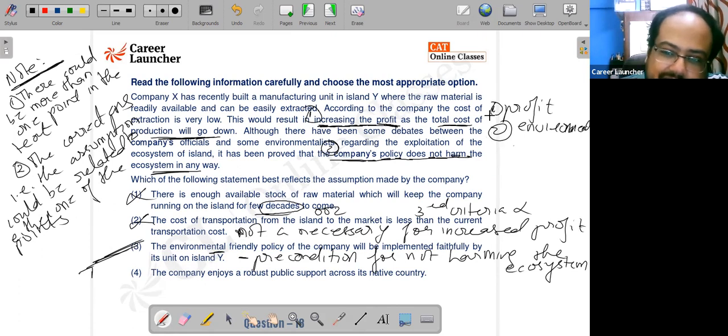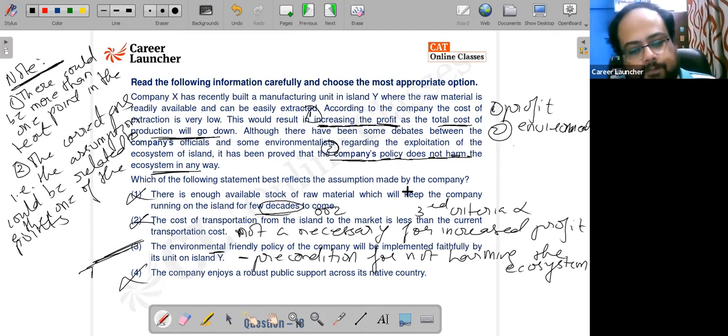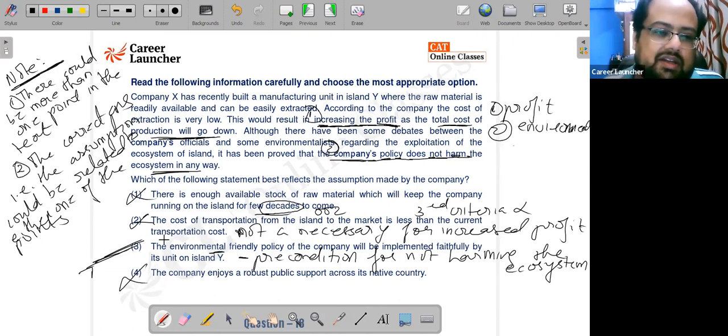Yes, it's not related to the first point, it's related to the second point. Fair enough, that can happen. That's why I said it could be related to either one of the points. The last option says the company enjoys a robust public support across its native country. And this has nothing to do with either profit or environment. That's why we do not go with option 4. The answer is option 3 here.